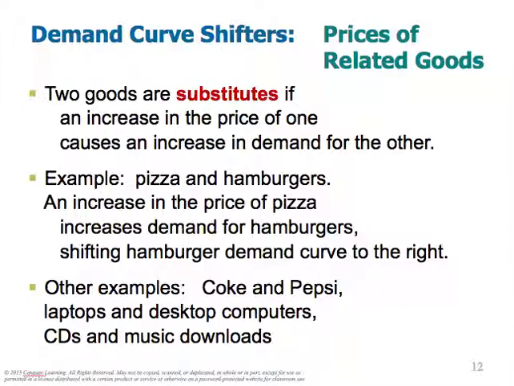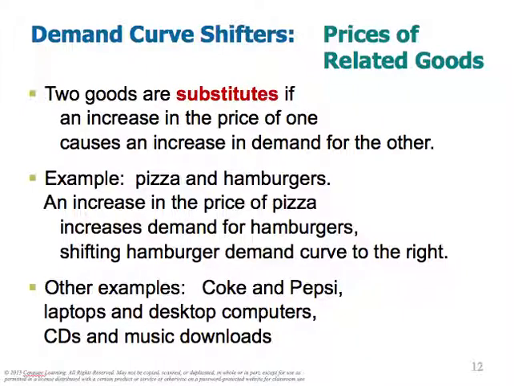For example, Pepsi and Coke. These two goods are substitutes. When the price of Pepsi goes up, your quantity demanded of Pepsi would go down, but the demand for Coke goes up. Because Pepsi and Coke are substitutes, when Pepsi becomes more expensive, you'd switch to Coke and you'd buy more Coke. So your demand for Coke would increase.